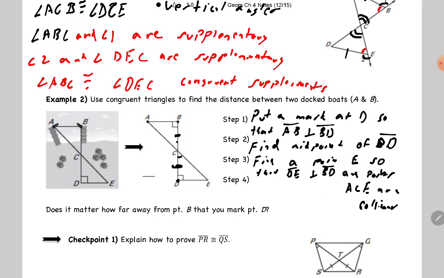So basically you have these two triangles by angle side angle. The two triangles are the same, therefore all you have to do is measure from D to E in order to get the distance from A to B.